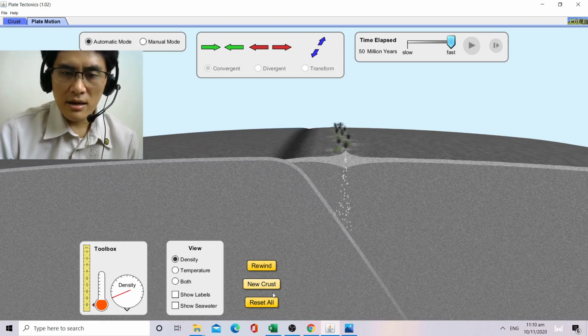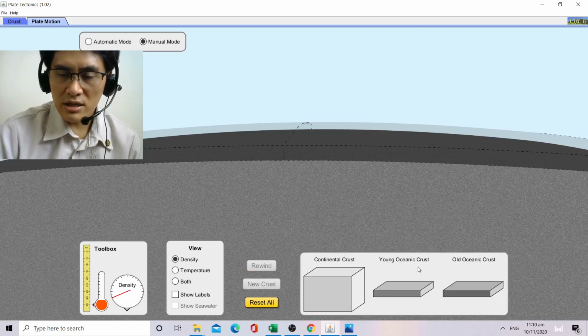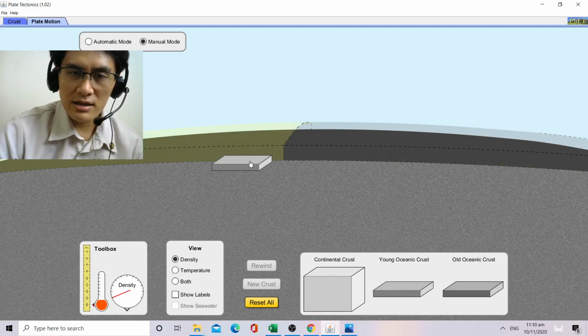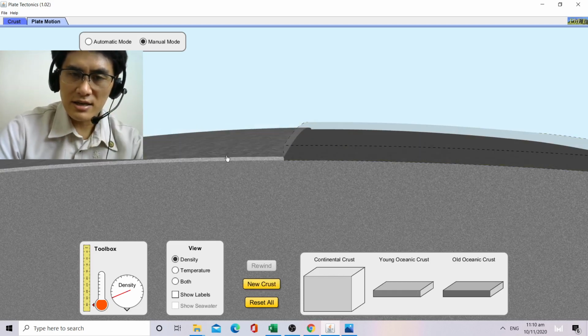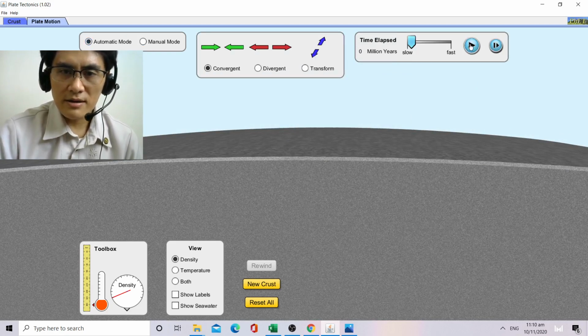Okay, but let's observe what the young oceanic crust would do and what the old oceanic crust would do. I will be putting young on the left side, and old on the right side. Okay, so let's observe. Let's play.